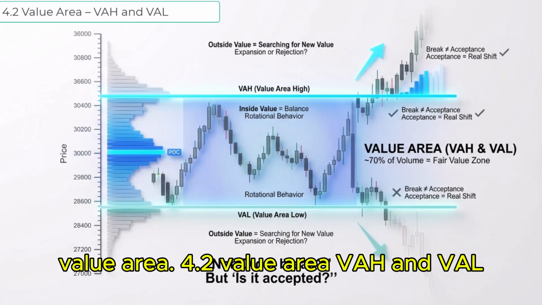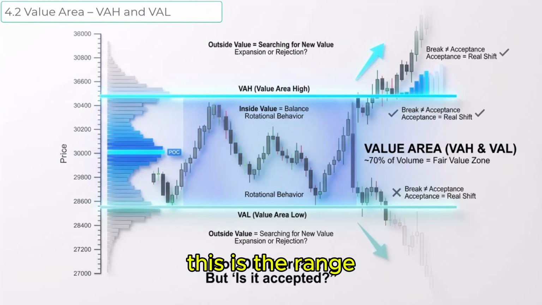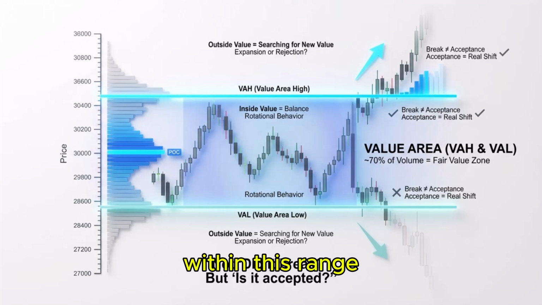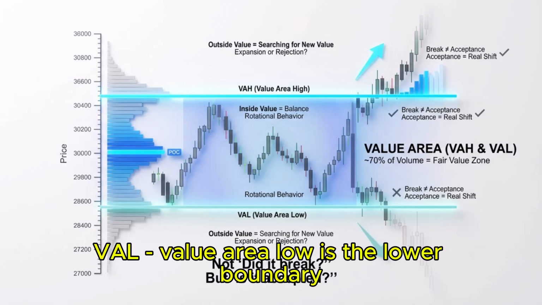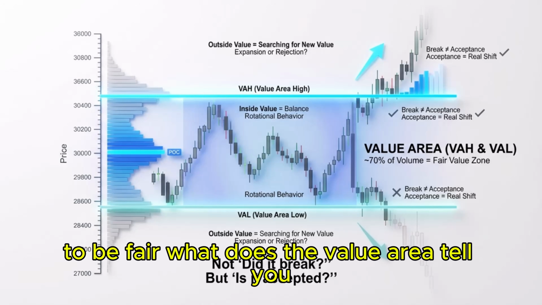4.2. Value area, VAH and VAL. Next, we have the value area. This is the range that contains about 70% of total traded volume. Within this range, VAH, value area high, is the upper boundary. VAL, value area low, is the lower boundary. Simply put, this is the zone where the market considers price to be fair.